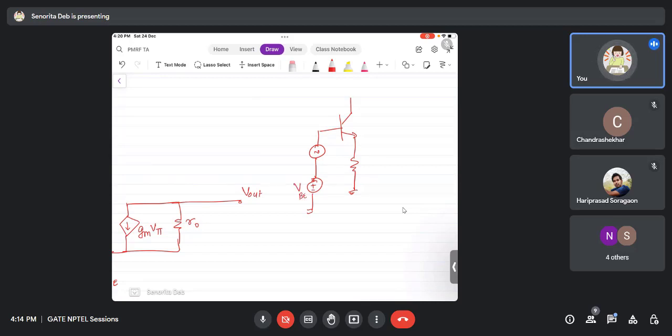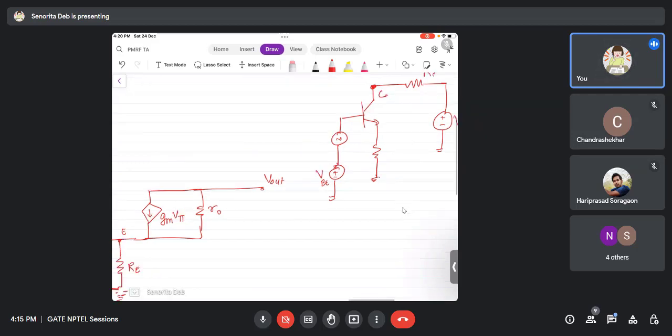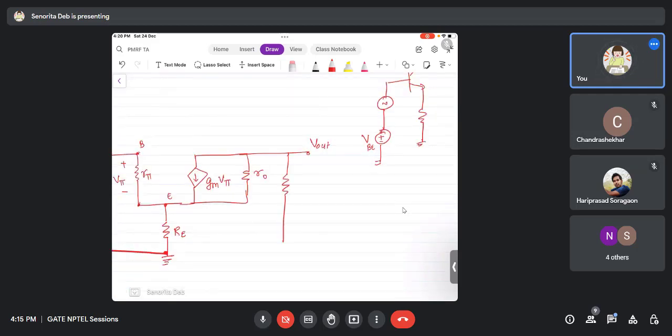So when you draw the small signal model, all your DC sources will be zero. Let us say you have an RC here, and this is again connected to VCC. So in the small signal model, DC source is 0, so VCC is 0, and RC is now connected between collector and 0. So here is your RC.